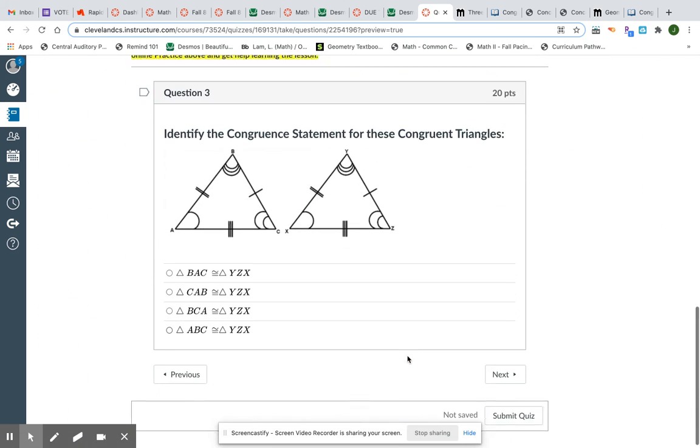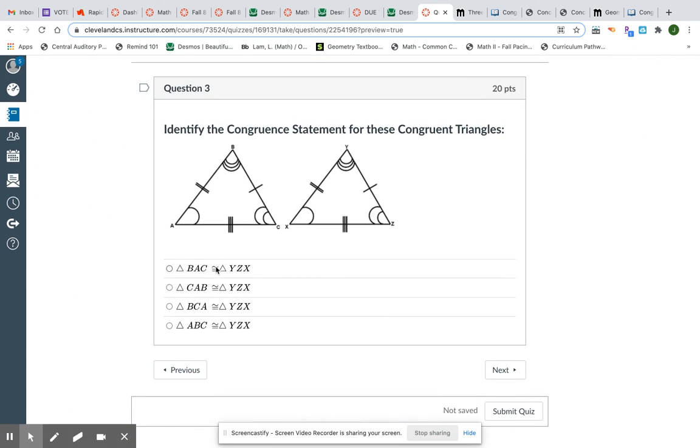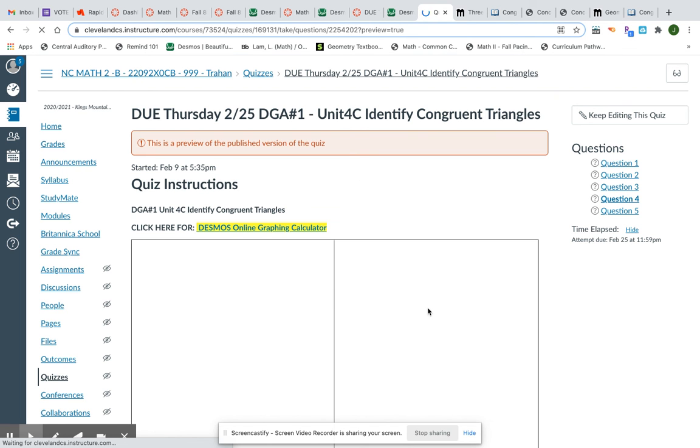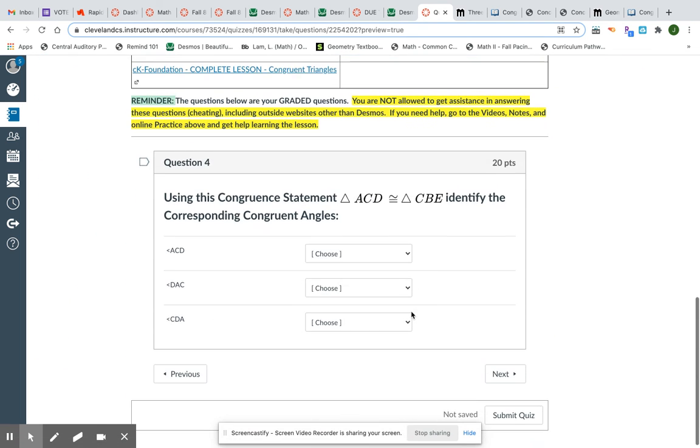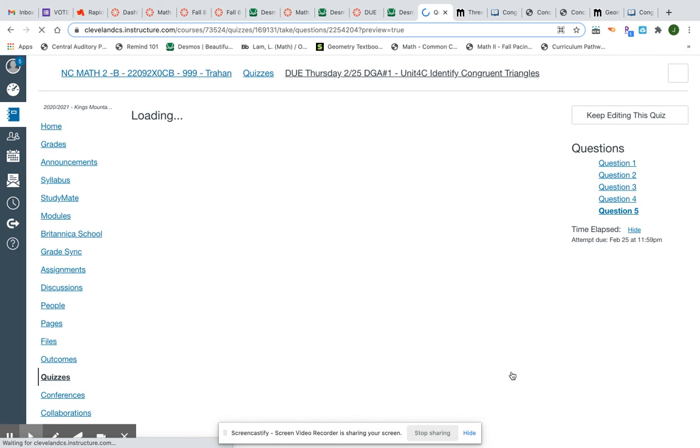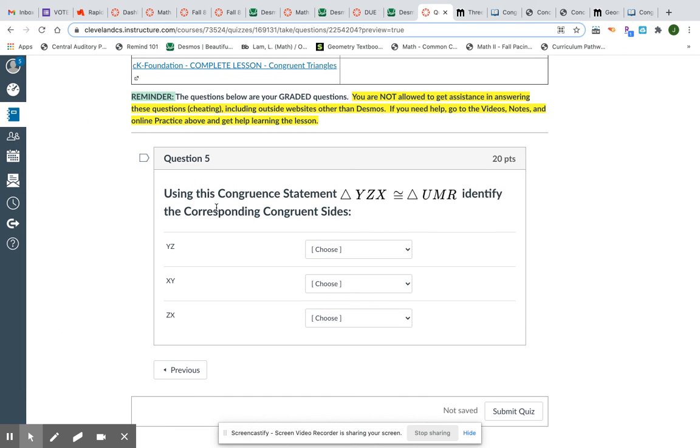Alrighty, this one down here is asking you to write out the congruency statement. Just make sure you start with the first one and then you match up this congruency statement with this one, matching up the pieces, okay? And this question is identifying corresponding angles just based on the congruency statement. And then this question is identifying corresponding sides just based on the congruency statement.